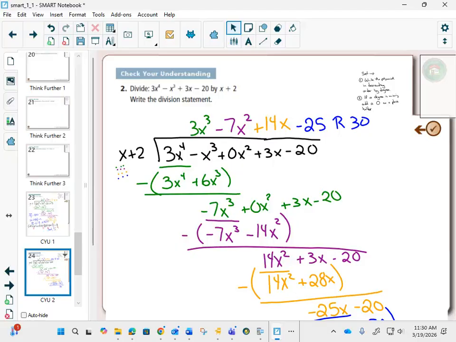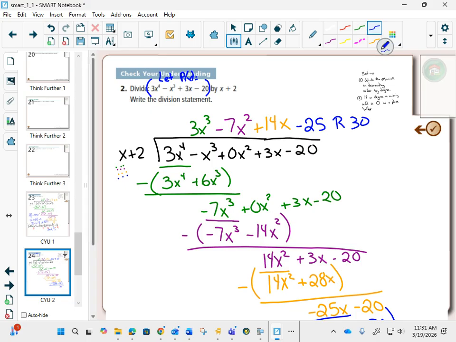So we're going to write our division statement because it says write the division statement. But I'm going to show you a little shortcut that you can do to make your life a little bit easier. I like to go to the original equation and put brackets around my original thing. And above it, I like to write let P of X equal that.